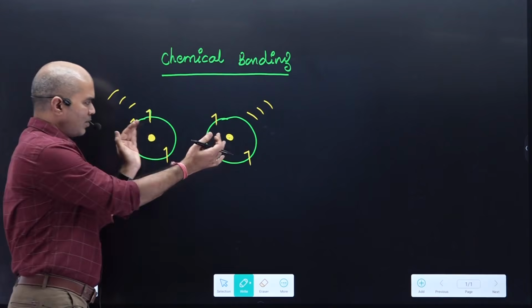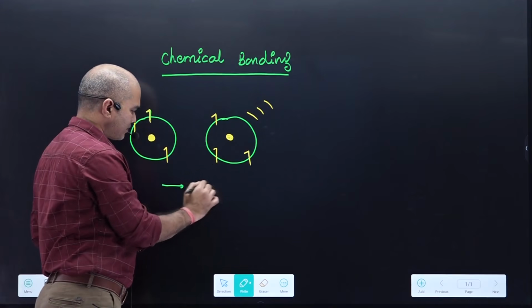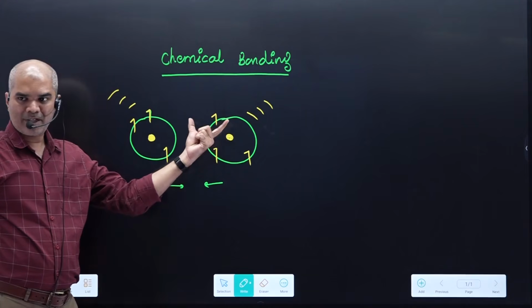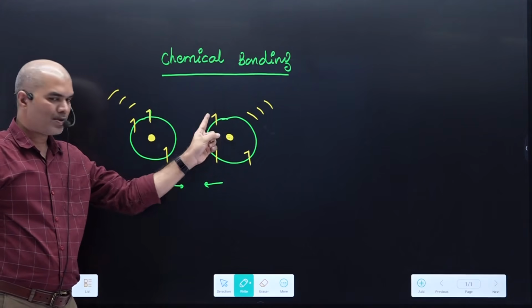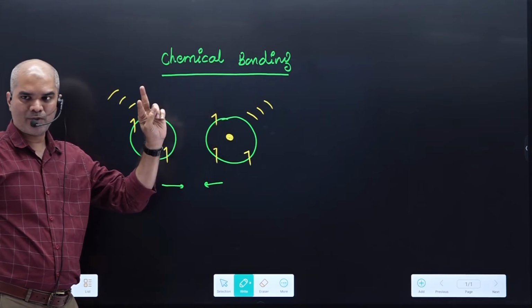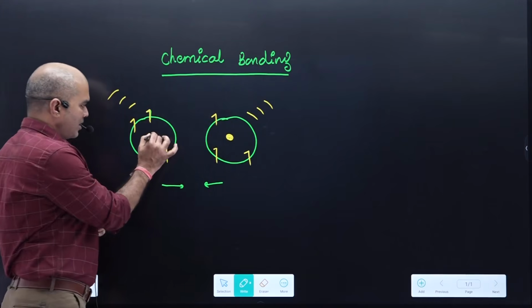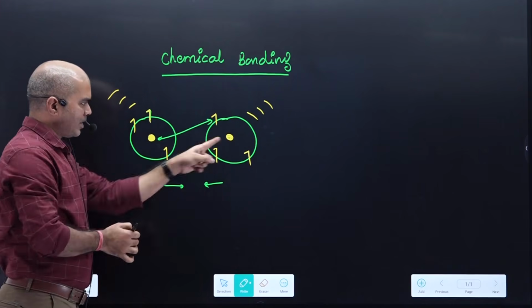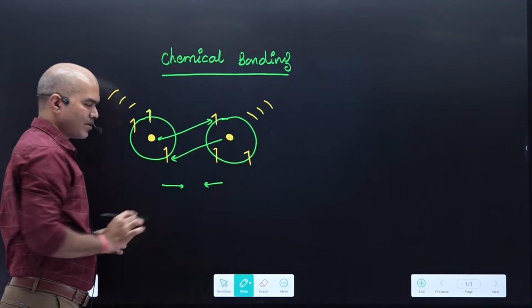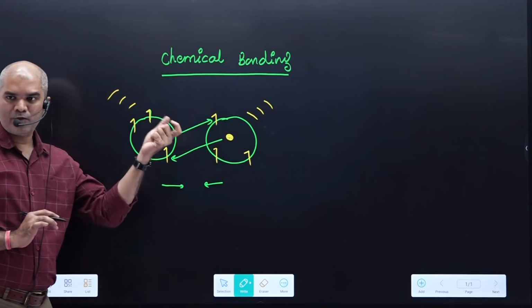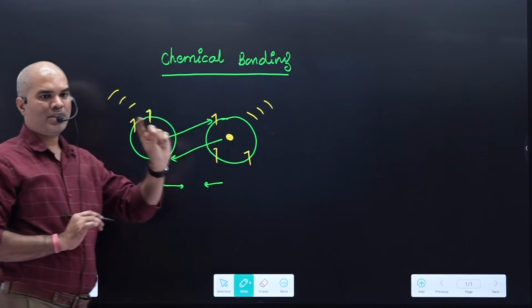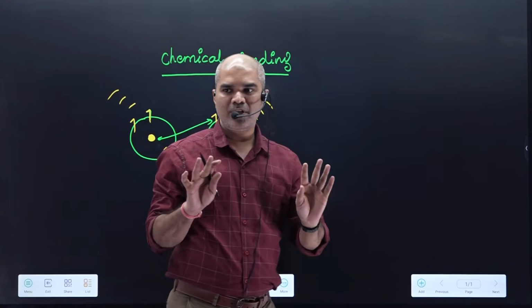But whenever these two atoms come closer, this nucleus can repel that nucleus, and these electrons can repel those electrons. Two repulsive forces have come. But this nucleus can also attract those electrons, and that nucleus can also attract these electrons. It means attractive forces are there, and repulsive forces are also coming. Whenever attractive forces dominate, that will form a molecule.